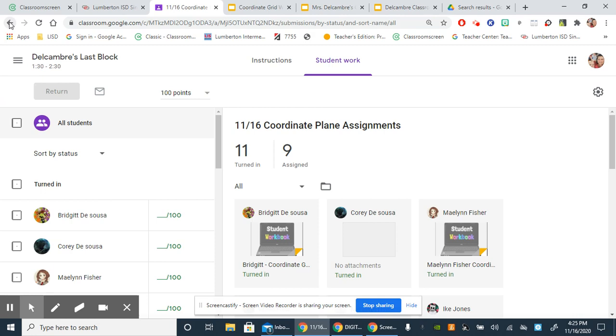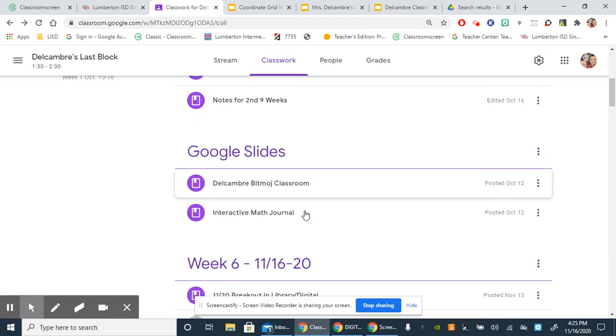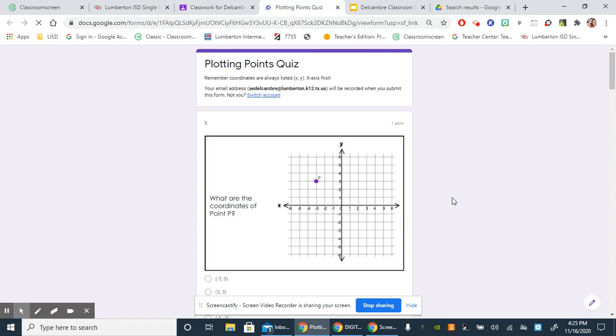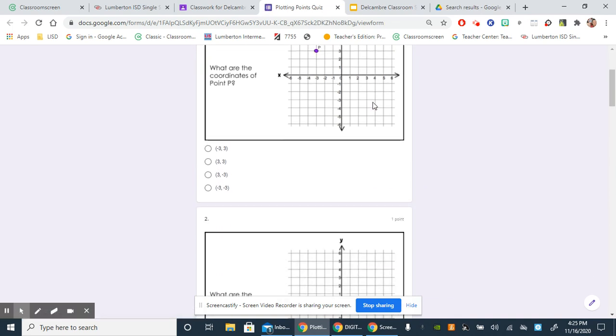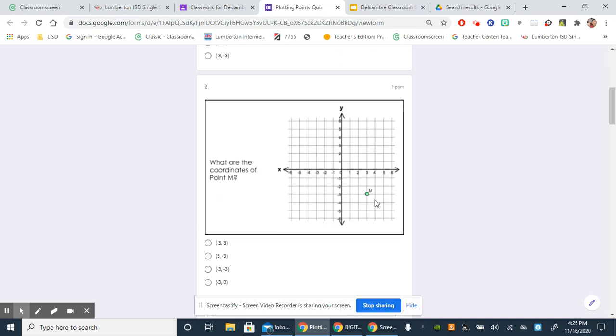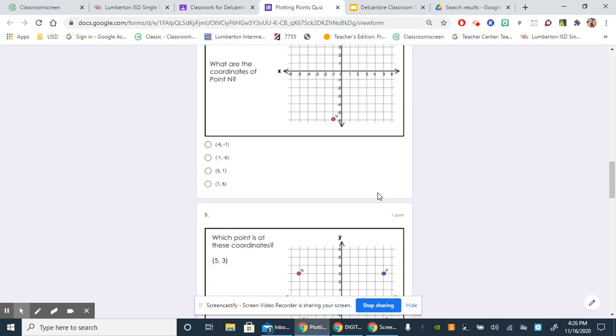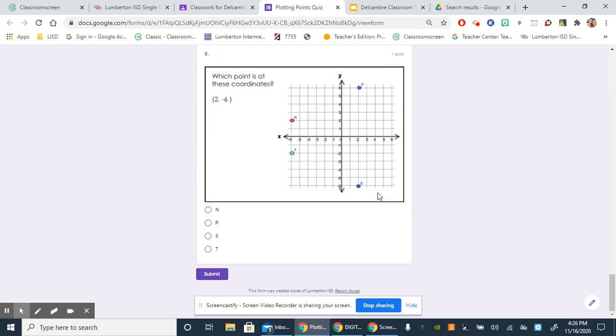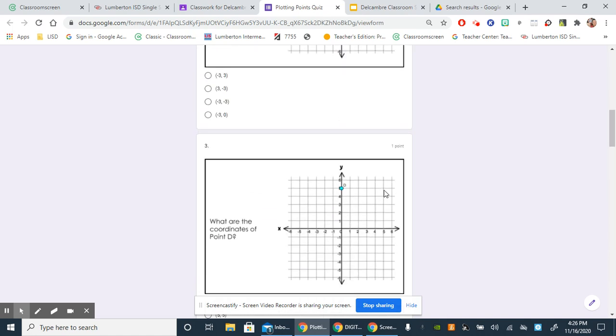Okay. The other part that you have is a Google form. So I'm going to come over here real quick. The plotting points quiz, and you have 8 questions, and it will pop up your email address, and then you'll answer these questions. Where's point P? Where's point M? Okay, and then you'll answer it. It's only 8 questions, just kind of quizzing you on your graphing.